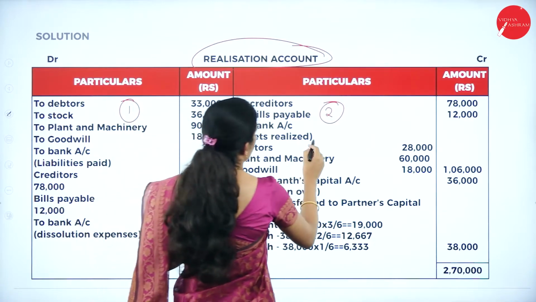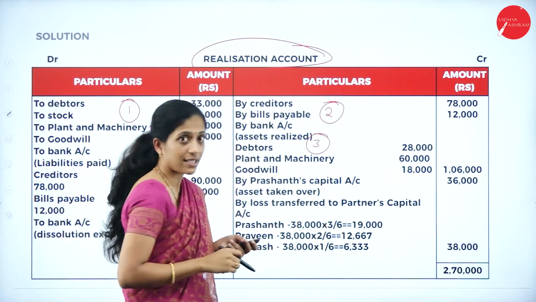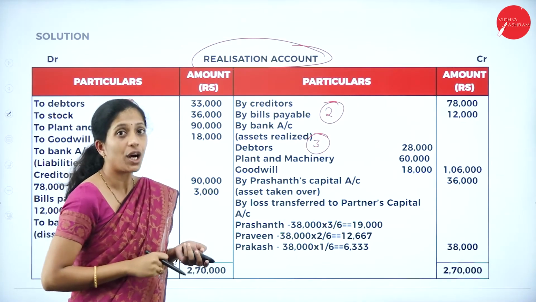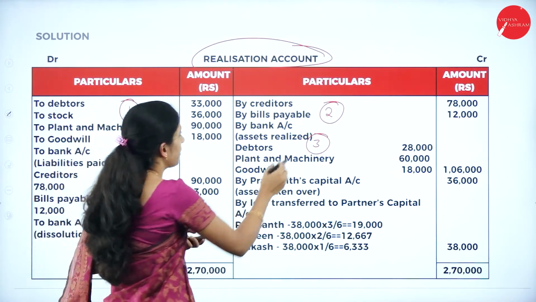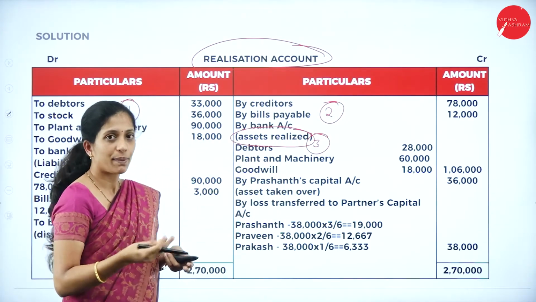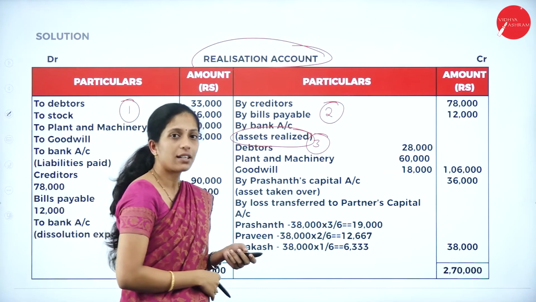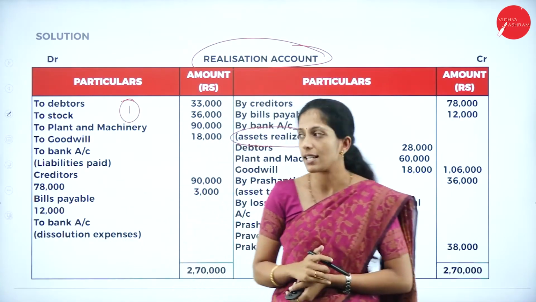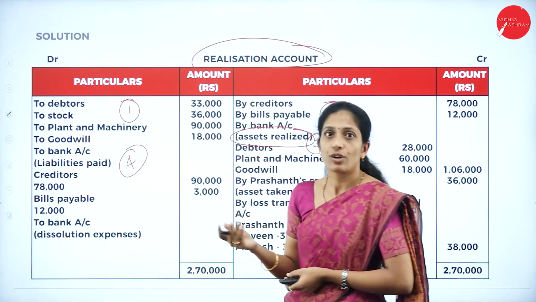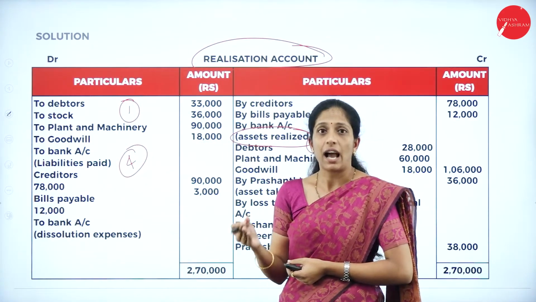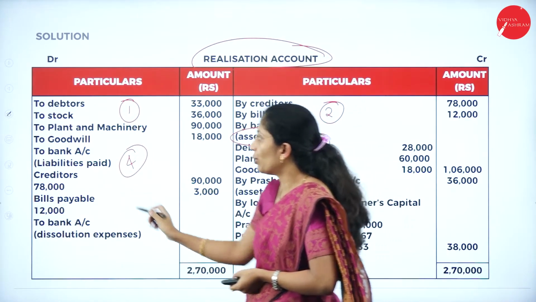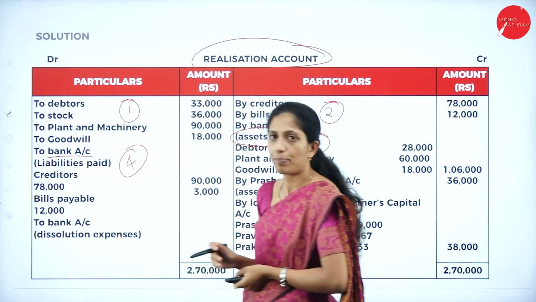Next, the third step is that you will sell the assets. That transaction will be there in your adjustment, that is, they will give it as assets realized. So you will take all the items which have been realized. That is the third step, that is selling of assets. The fourth step is payment of liabilities. If any liability has been paid, it will be recorded as to bank account, that is liabilities paid.